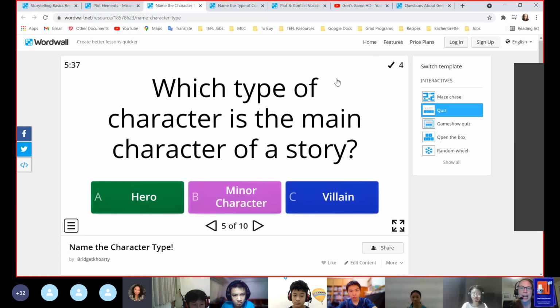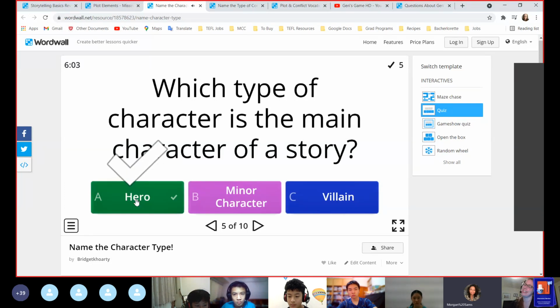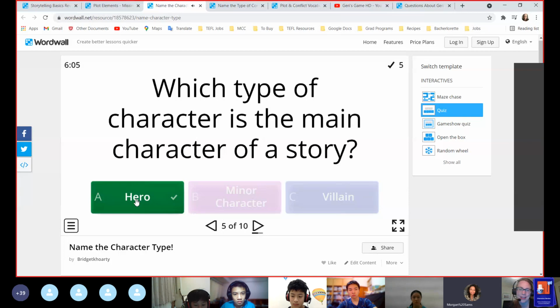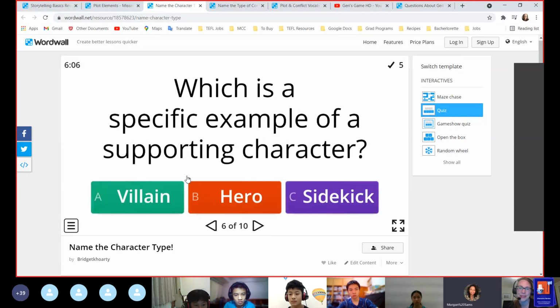All right. Which type of character is the main character of the story? The hero? Is it minor characters or villain? Raise your hand if you think it is hero. Yeah, everyone. All right, let's check it out. Yes, nice job, everyone. The hero is usually the main character.